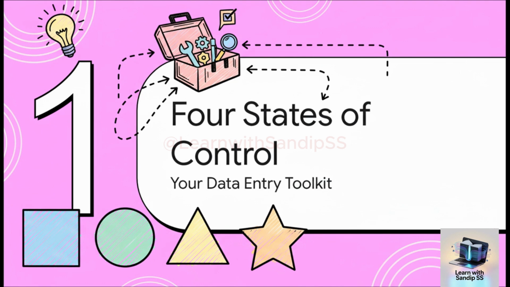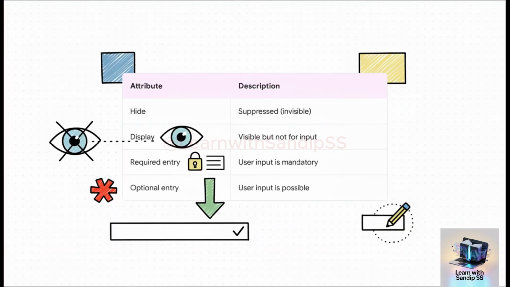So, how does this whole thing actually work? Well, it all boils down to 4 pretty simple states you can assign to almost any field on the screen. Think of this as your personal toolkit for building the perfect user experience and, more importantly, for guaranteeing good, clean data.